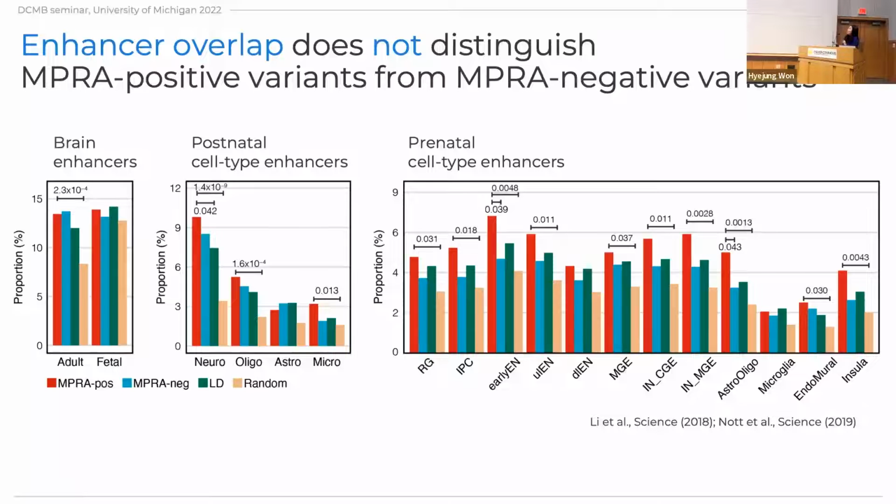Even when compared to LD SNPs, we did not really see very significant enrichment of MPRA-positive SNPs within these enhancers. However, we started finding very significant enrichment for MPRA-positive SNPs when we compared them to the random background. So according to this study, what we are thinking is that these genome-wide significant loci are already showing elevated signal in neuronal enhancers or brain enhancers. And because these loci are already elevated in enrichment, it is very difficult to parse out the function within those loci just based on the enhancer overlap. So that was our takeaway from this.